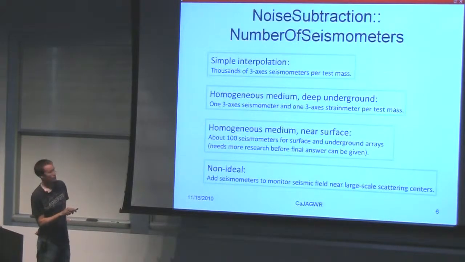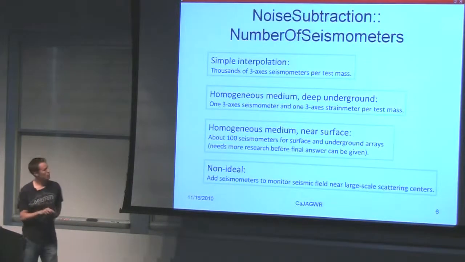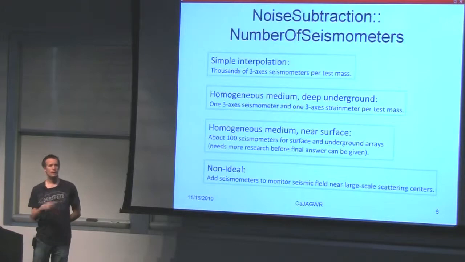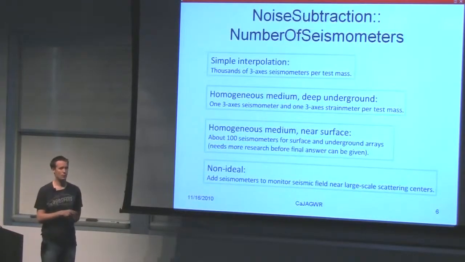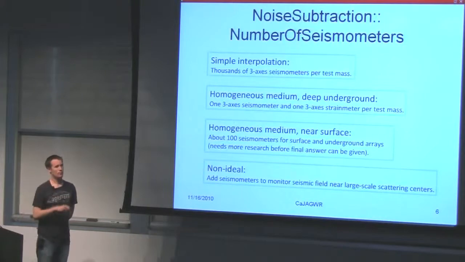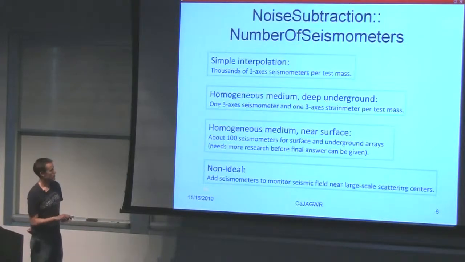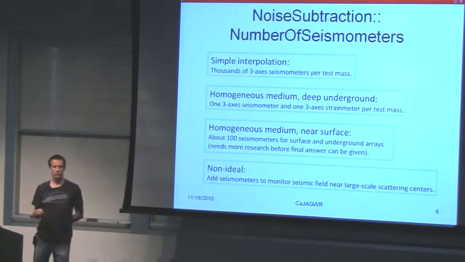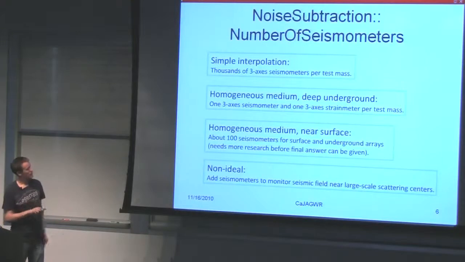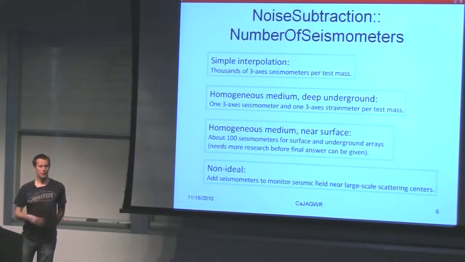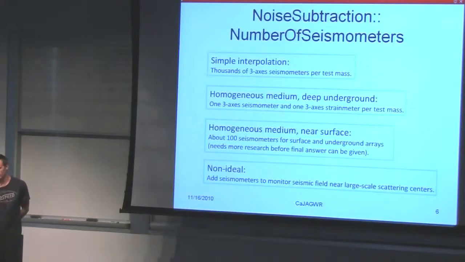If you are near the surface, then it's already much different, and you would have to deploy some surface array with many more seismometers. So we are probably talking about 100 seismometers per test mass at the surface above the test mass. And now if you have some heterogeneities in your medium, then you will have to monitor the displacement field close to these heterogeneities to really capture all the information that you need for your filters.